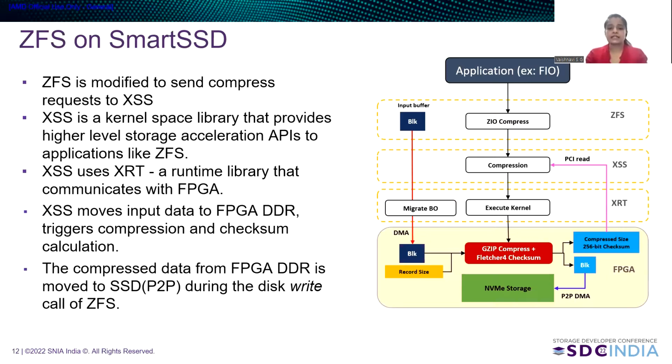First, a buffer object is created by XSS corresponding to the input data. This buffer is allocated in the FPGA DDR and mapped to the host buffer in ZFS. The input data is then transferred from the host memory to the FPGA DDR using a DMA. XSS allocates another buffer for the compressed data. This buffer only exists in the FPGA DDR because in the P2P flow, the data need not be moved back to the host. XSS then creates a command packet that specifies the addresses of input and output buffers and triggers the HLS GZIP compression kernel and then waits for the completion. Once the kernel finishes the operation, the compressed data is available in the output buffer.